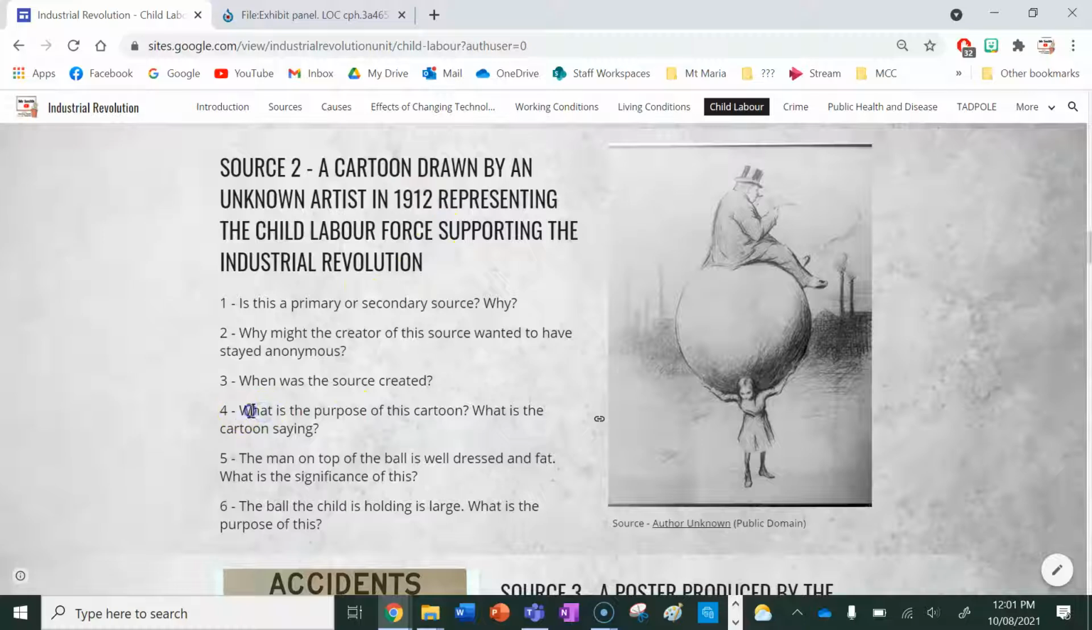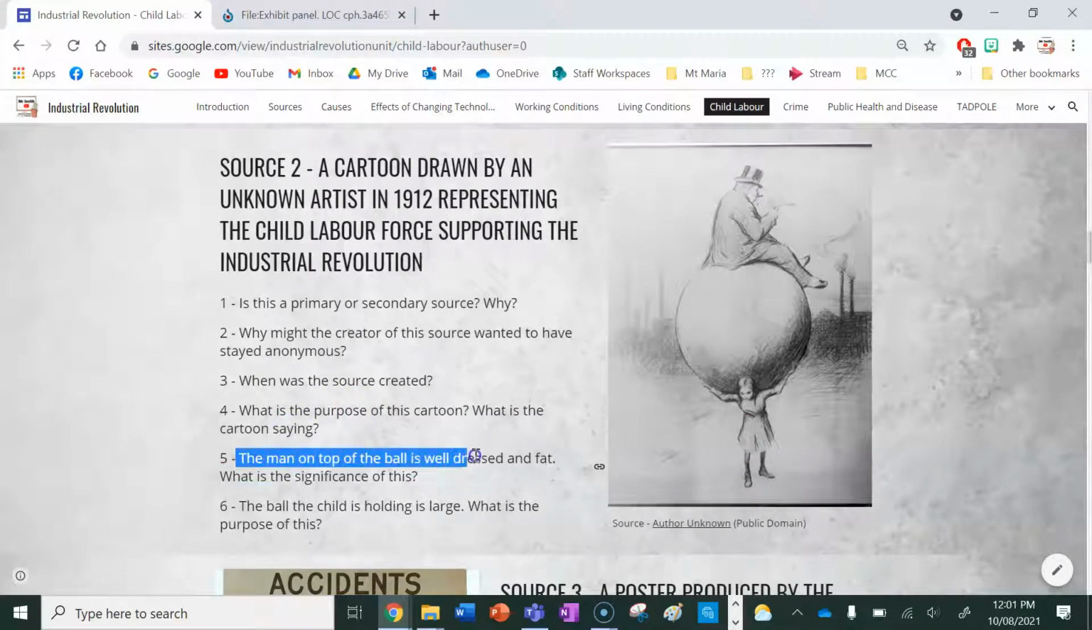Number four, what is the purpose of this cartoon? What is the cartoon saying? So this cartoon is essentially representing how child labour and kids supported the whole economy, which benefited the upper class, the rich capitalist society, and she's holding them up, she's supporting them. So I think the ball represents the economy and the Industrial Revolution society, but certainly the man on the top here smoking a cigar, reading the paper, he's benefiting from it while kids are out there dying, injuring themselves and working extremely hard to support this whole system up. So that's what that cartoon is saying.